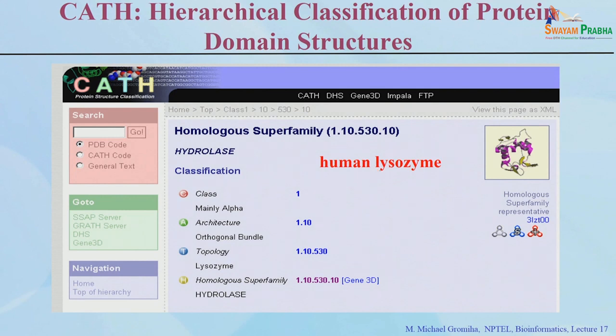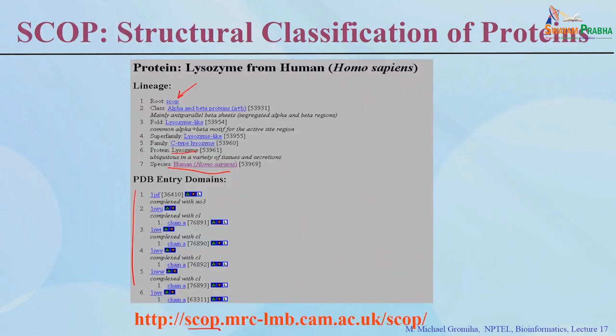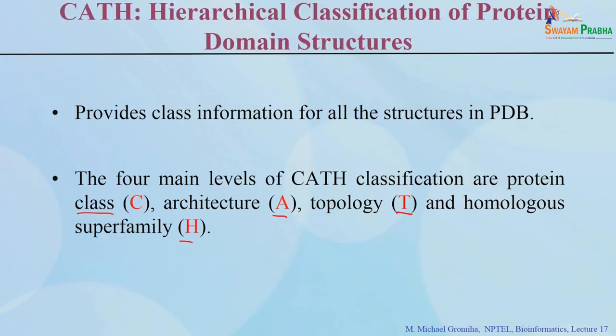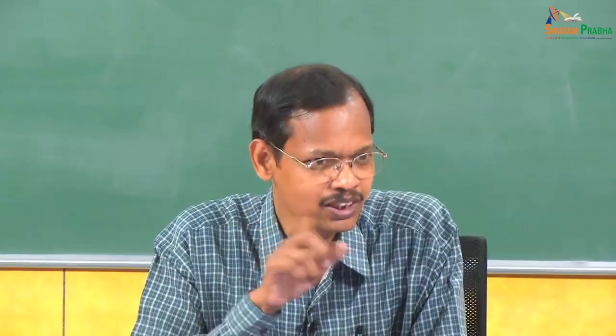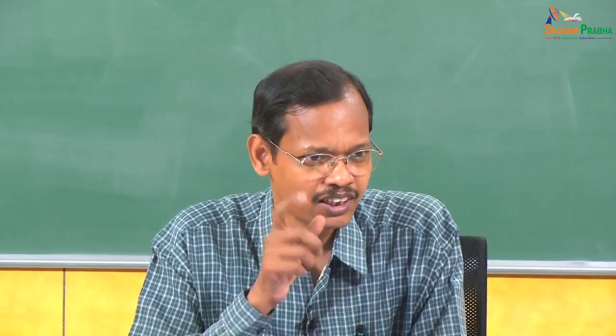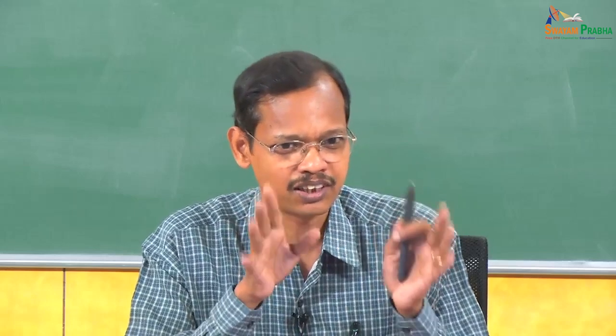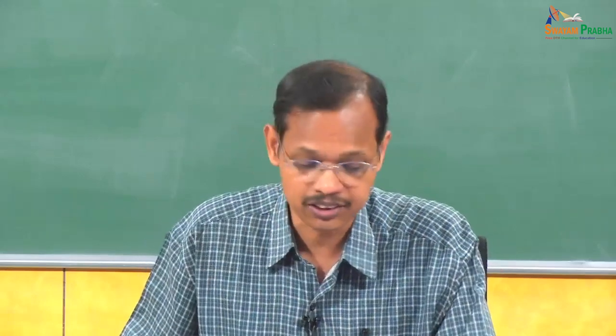Here you can see the same human lysozyme. The class is mainly alpha here, and for the architecture they put the number 1.10, orthogonal bundle, and the lysozyme superfamily belongs to hydrolase. In the case of SCOP, what is the classification for the class? For lysozyme they put alpha plus beta, but here they put all alpha. In most cases you can see similar classifications, and in some cases you can see differences. I will explain why there is some difference for the same protein in different databases.